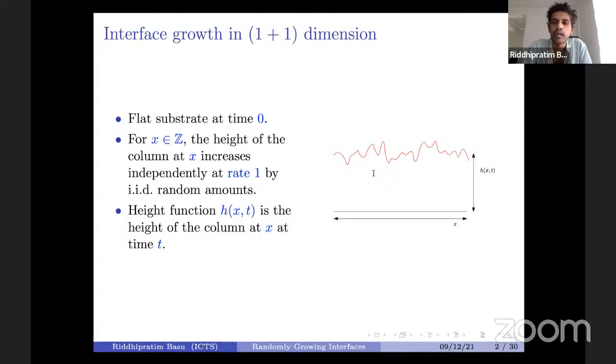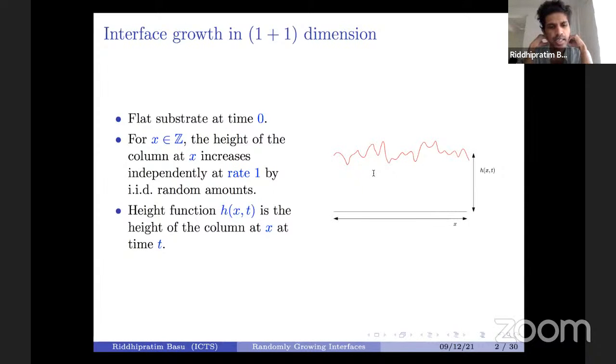So how do we encode this interface? The interface would be encoded by what is called a height function. So the height function h(x,t) will denote the height of the interface at location x at time t. So t starts from 0, and we'll be talking mostly about discrete interfaces, so x will be an element of the integer line. Okay, so let us start from very basic.